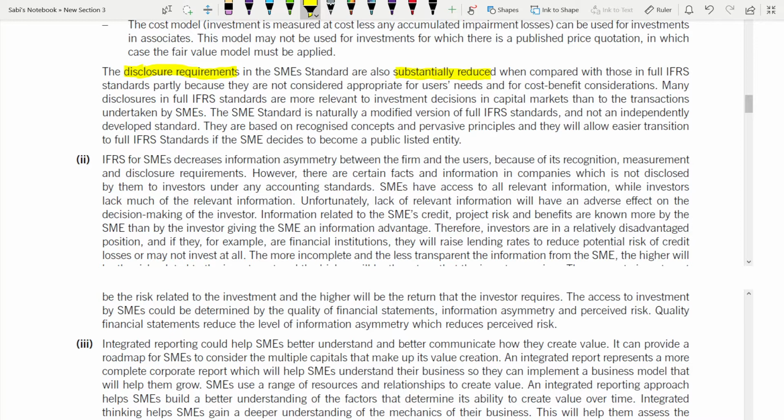Information asymmetry and perceived risk. Quality financial statements reduce the level of information asymmetry, which reduces perceived risk. Yes, if your financial statements are of quality, again it's a good sign. That means your information asymmetry is less. Therefore, risk is also less.